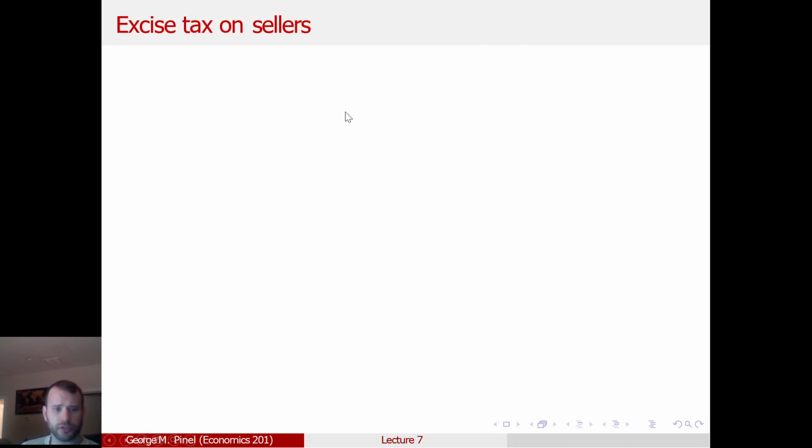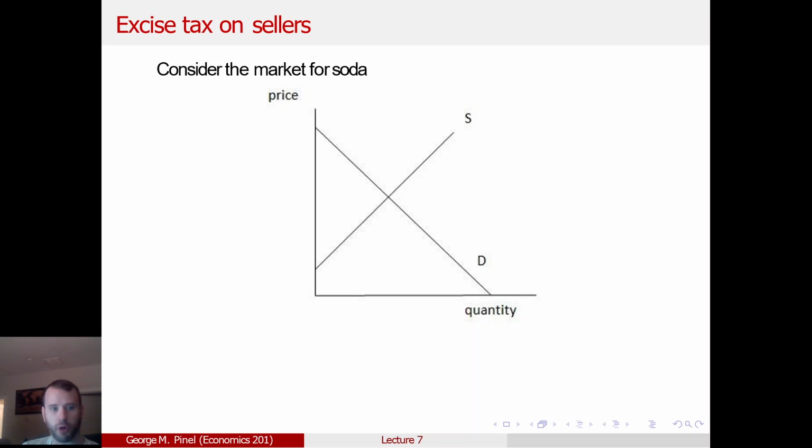Okay, so let's use a real world example. Philadelphia implemented a tax on soda. So I'm going to use the soda market as a real world example. In this case, you have price on the y, quantity on the x. You have your demand and supply function. This is just the normal soda market, no tax yet.